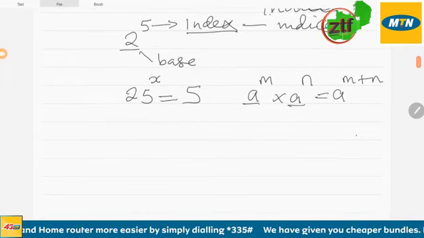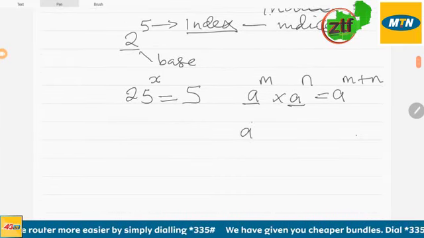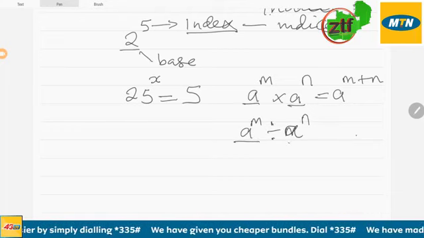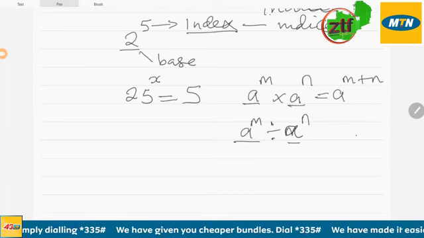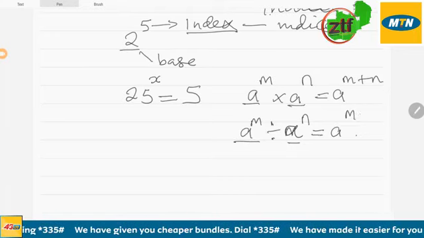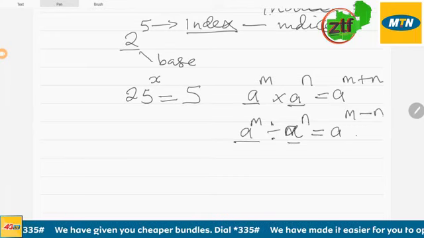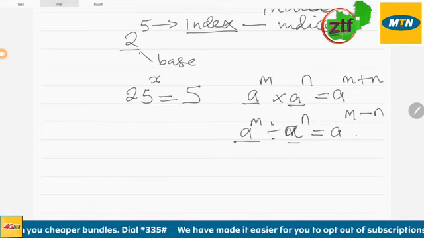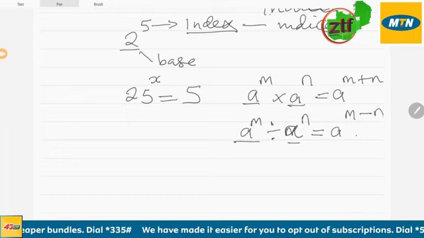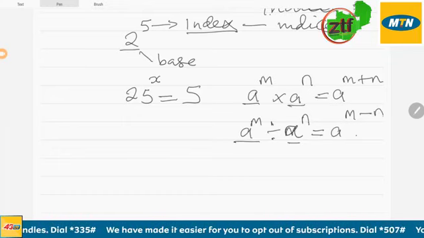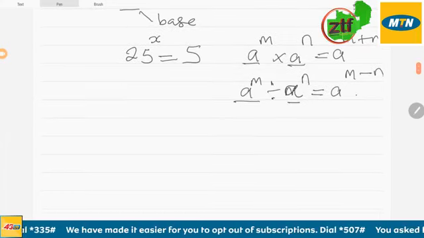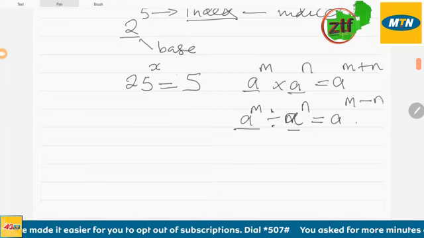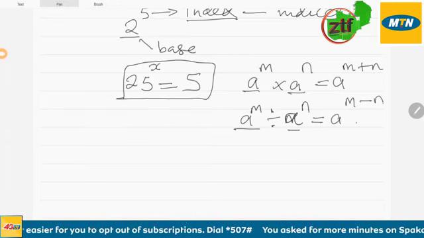We also have, if for example a to the power m is being divided by a to the power n, the bases are the same, and we are dividing powers of the same base, so we say a to the power m minus n. So those are some of the rules that you need to understand when dealing with indices. When you are multiplying powers of the same base, you add the indices. When you are dividing powers of the same base, you subtract the indices. There is also what we call power of the power.